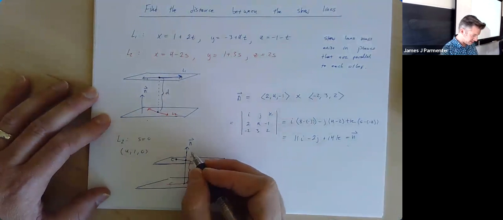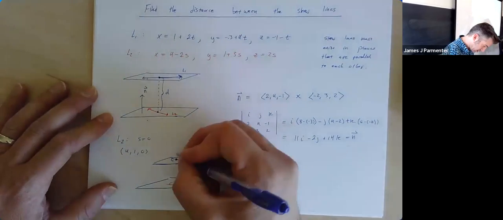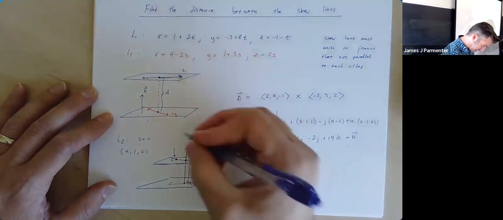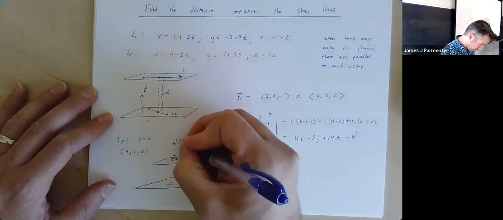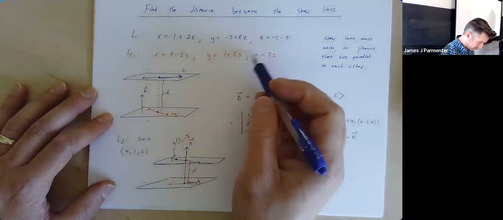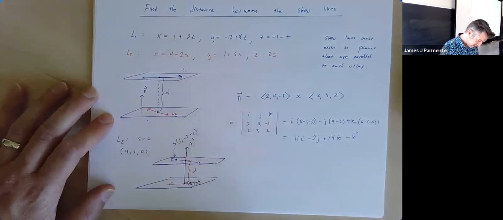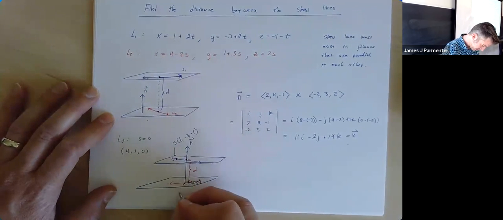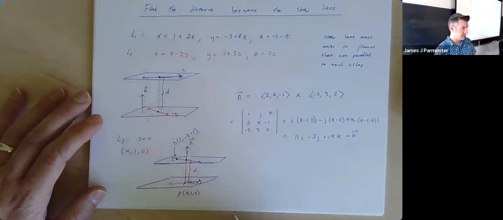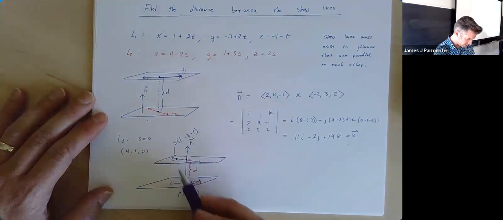And again, make the easy choice. It's going to be 1, -3, -1, just by setting t equal to 0. So that point there, let's call it S, is the point 1, -3, sorry, 1, -3, -1. I feel like I said 0 before, which is incorrect. And this point here, P, is the point 4, 1, 0. And now I'm basically in the situation where I'm trying to find the distance from a point to a plane.